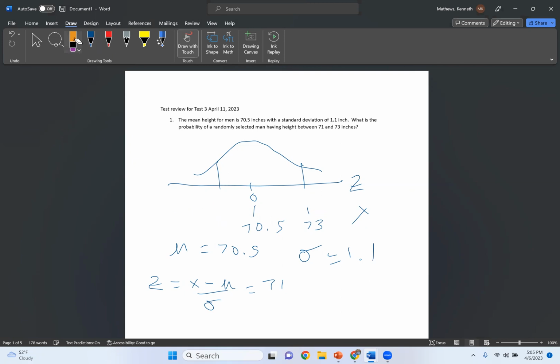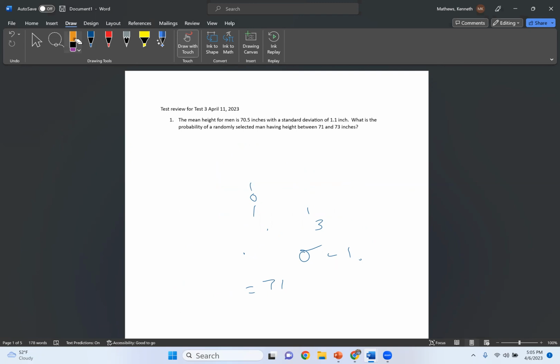All right. Let me start over again. Okay. So we know that the mean is equal to 70.5. I can't believe I made 71 to the left of the mean. Standard deviation is 1.1. Let's draw our graph.